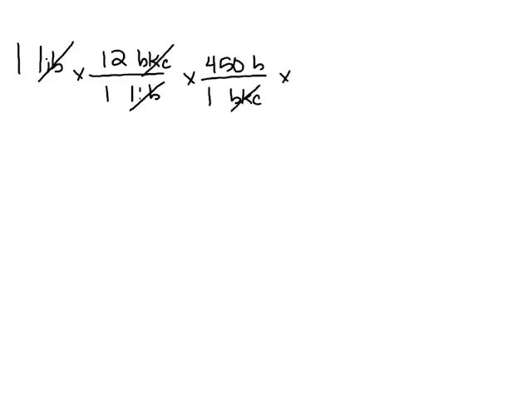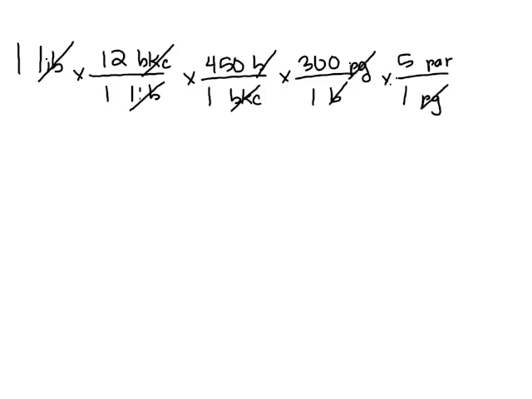300 pages per book. One book, 300 pages. So books are gone. 5 paragraphs per page. One page, 5 paragraphs. Pages are gone. 8,100,000 paragraphs in the library. 8 million, how many? 100,000 paragraphs.